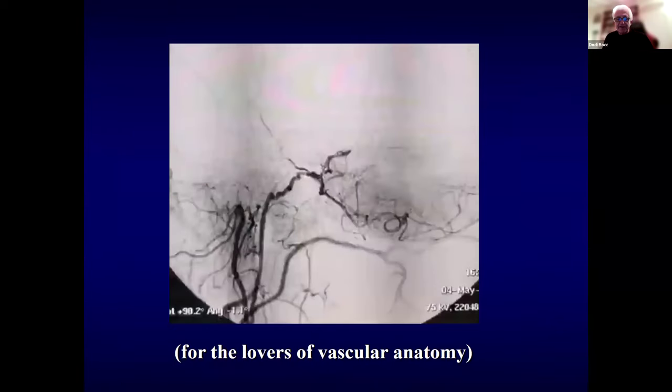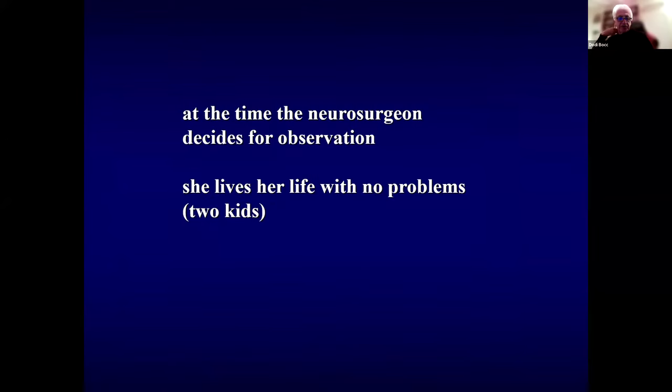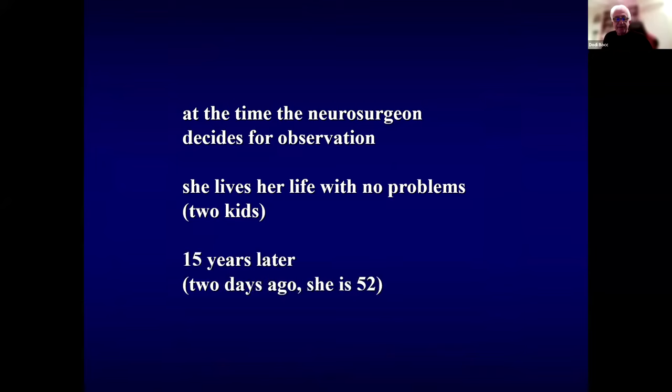For the lovers of vascular anatomy, you can see these PICA vessels, which come from the ascending pharyngeal directly. At the time the neurosurgeon decides for observation, she lives her life with no problems. She has two kids. 15 years later, 2 days ago, she is now 52.